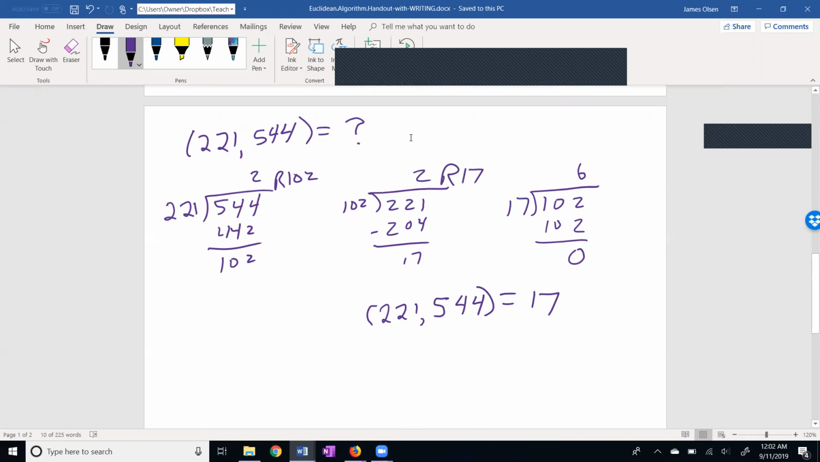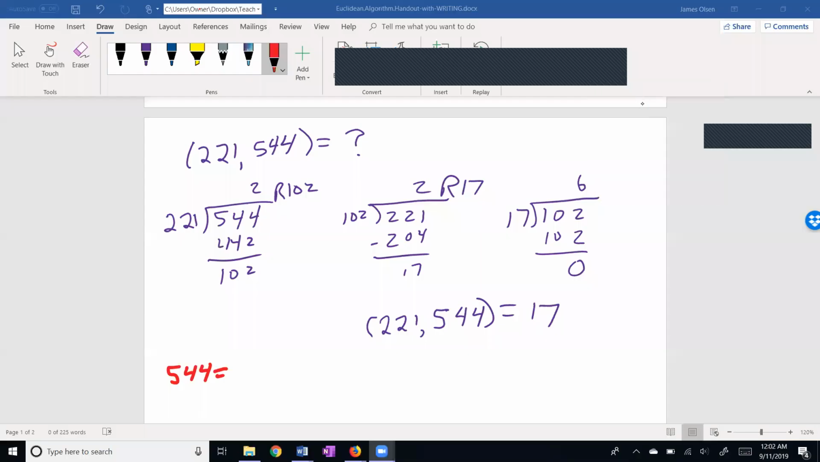And I think I'm going to switch to a different color. Okay. And this is our division algorithm. It's the check from elementary school. 544 is 221 times 2 plus my remainder. If I solve this for the remainder, I get 102 equals 544 minus 221 times 2.